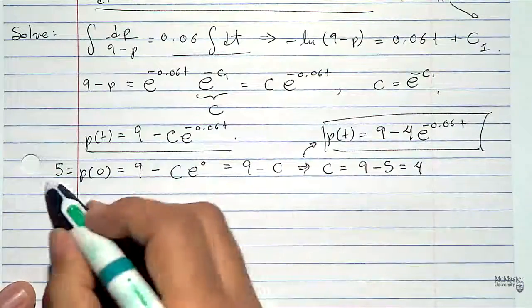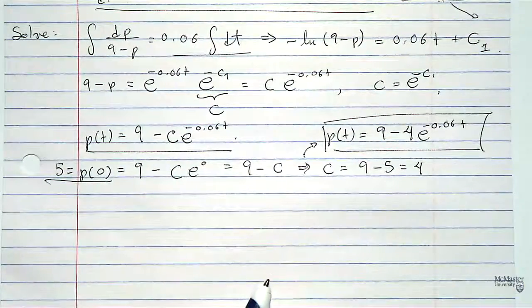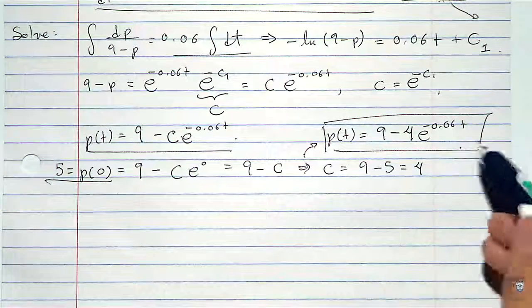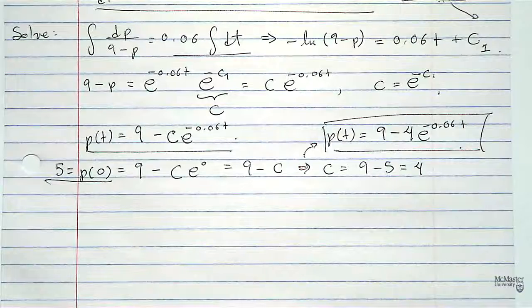So bottom line, you determine the constant from the initial value. That's what you have to learn from this part of the problem. Now you have the actual function, and you will do the other commands of the exercise based on that solution.